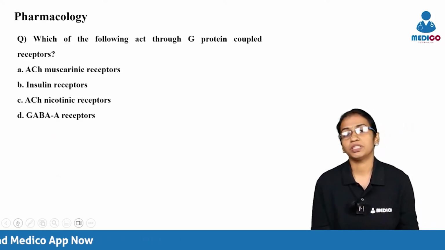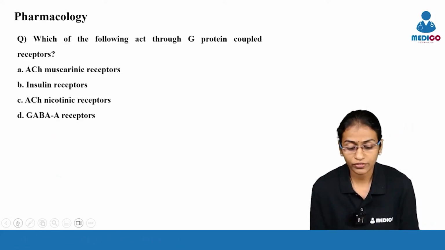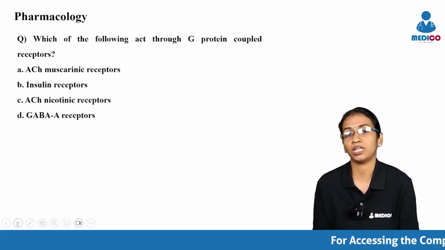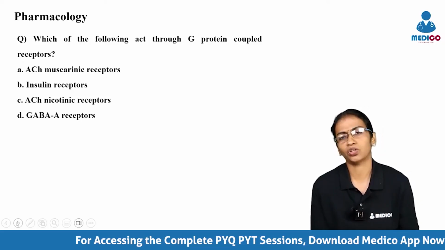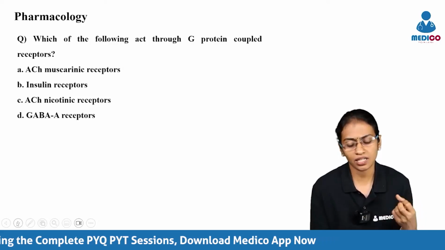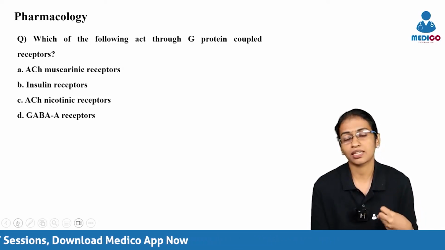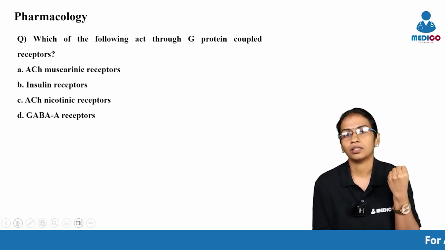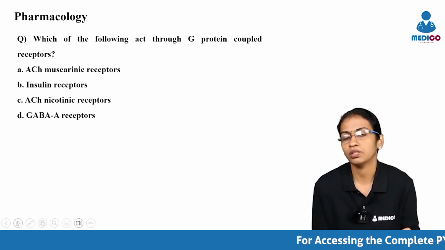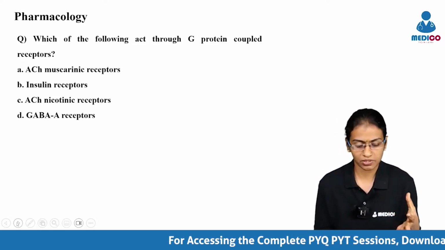Okay, now we come to the next question. Which of the following act through G protein coupled receptor? This is again an important topic, but it's a recall based question. G protein coupled receptor. You have 4 important types of receptors in our body, right? The most important and most common receptor is your G protein coupled receptors.